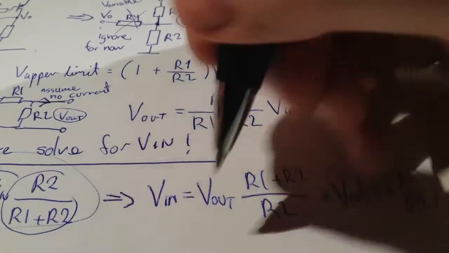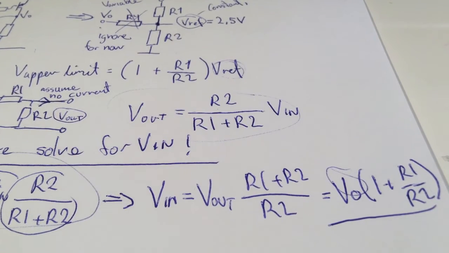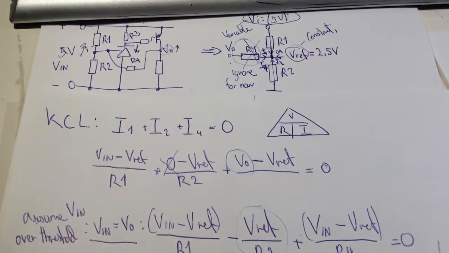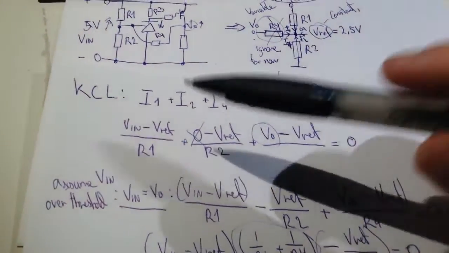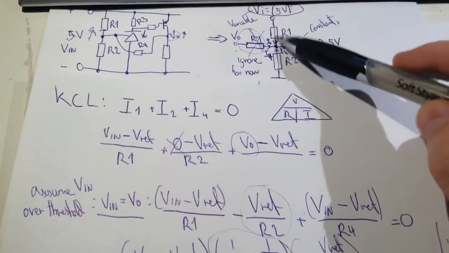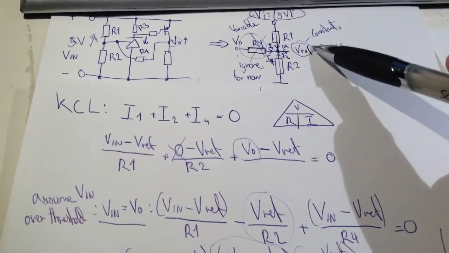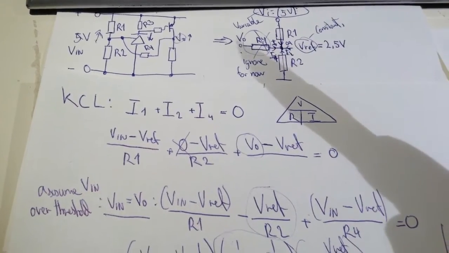So it's basically a voltage divider solved for V out instead of V in. Okay, I started out doing KCL to calculate these resistors together and get the relationship between the voltages and the resistors.